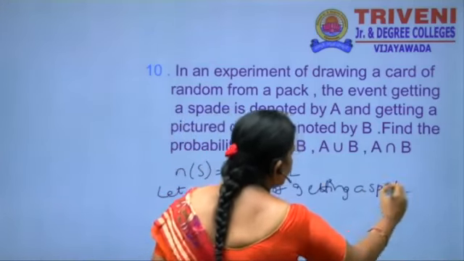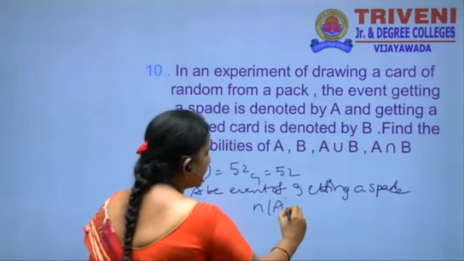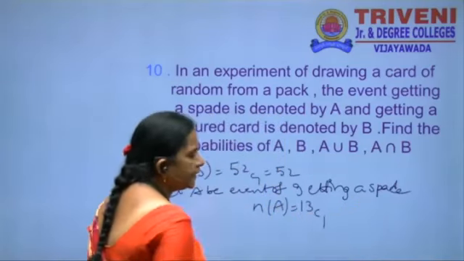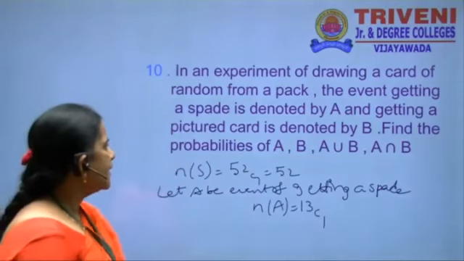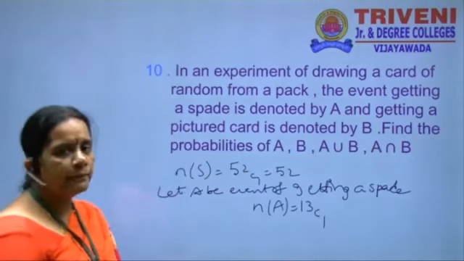How many spades are there here? 13. We can take as one card. That is 13C1. And let B be the event of getting picture cards.